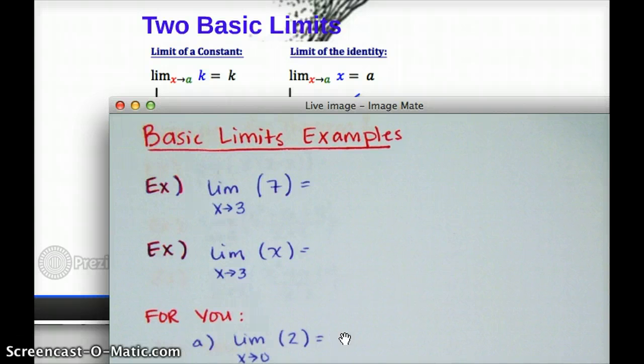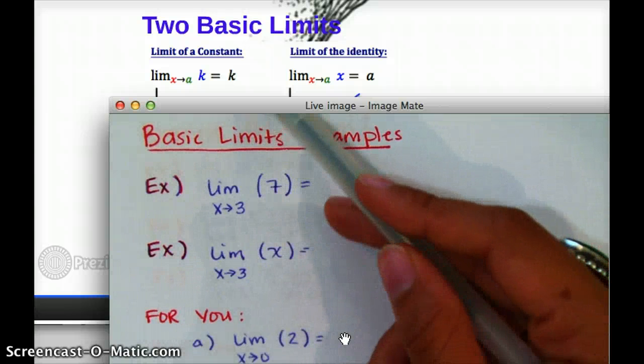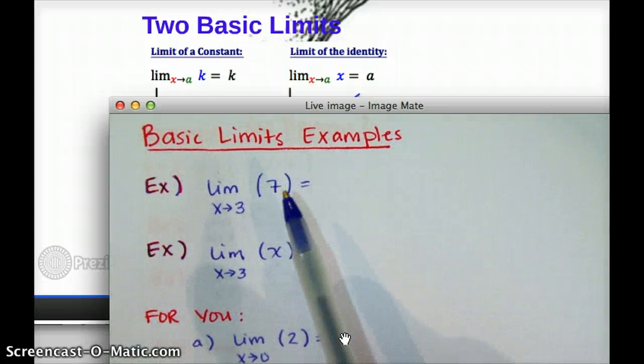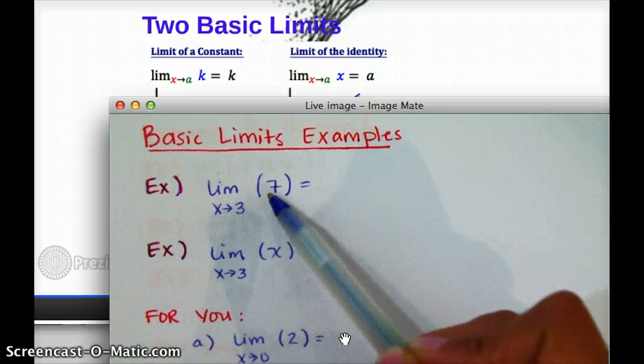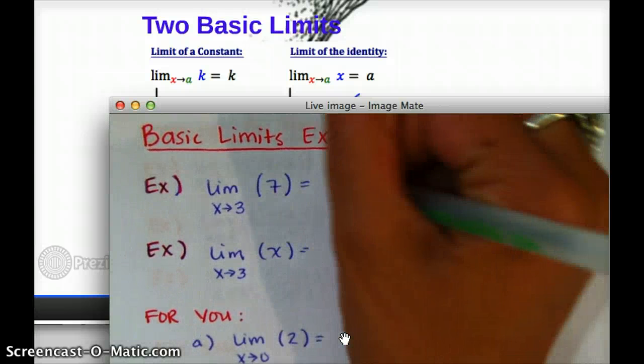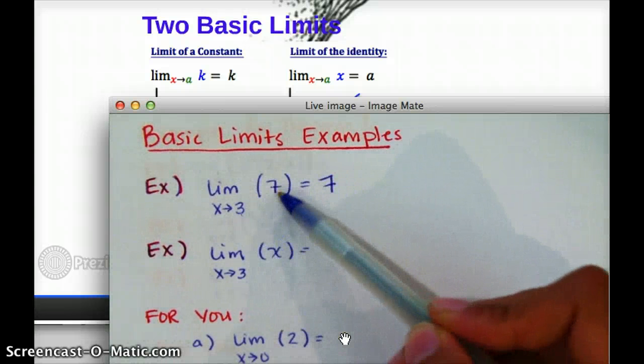Example number 1. What is the limit as x approaches 3 of 7? Well, the first thing I notice is that 7 is a constant number, which means this is a limit of constants. If I follow the rule, that means that the limit at any number here of a constant is going to equal the constant. Make sure that you can keep 3 and 7 straight in this example.